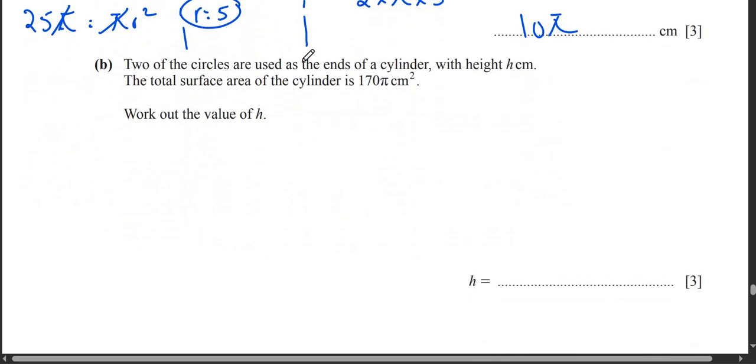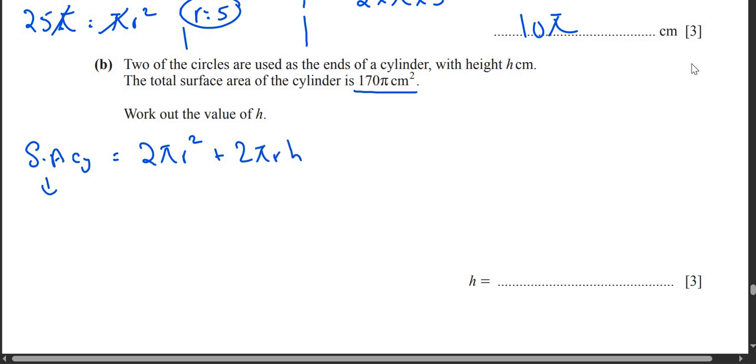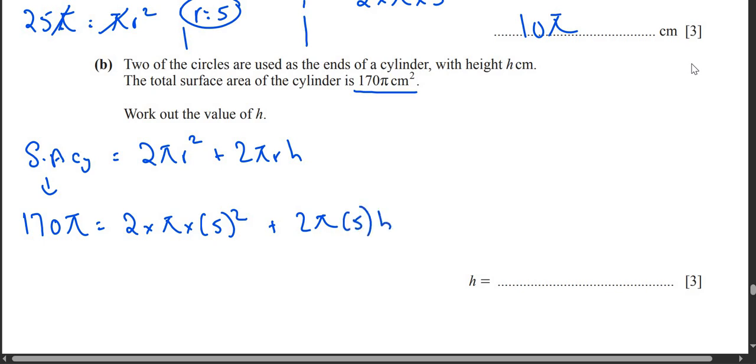Alright, guys. Now in the next question it says, two of the circles are used as the end of a cylinder with height h. The total surface area is 170 pi. So look, surface area of cylinder is equal to 2 pi r squared plus 2 pi r h. So look, they have already given you the total surface area of cylinder. So you will write 170 pi is equal to 2 multiply by pi multiply by 5 squared plus 2 multiply by pi multiply by 5 h. We need to find h. So 170 pi is equal to 2 pi and 5 squared is 25. So this becomes 50 pi plus 2 5s that is 10, 10 pi h.